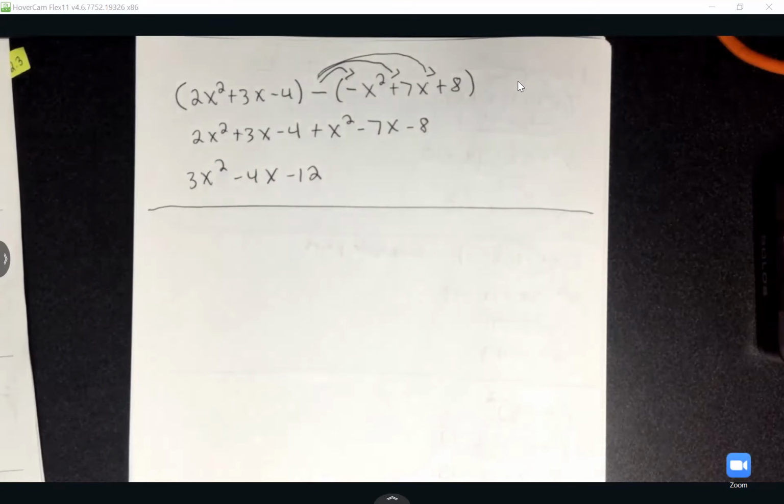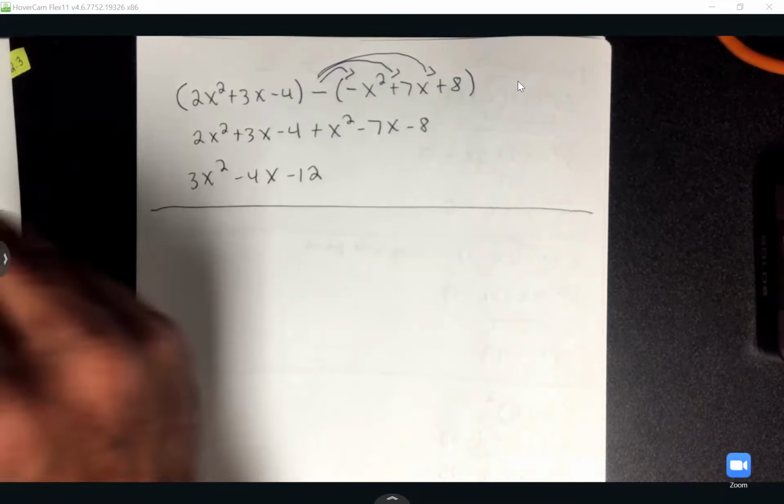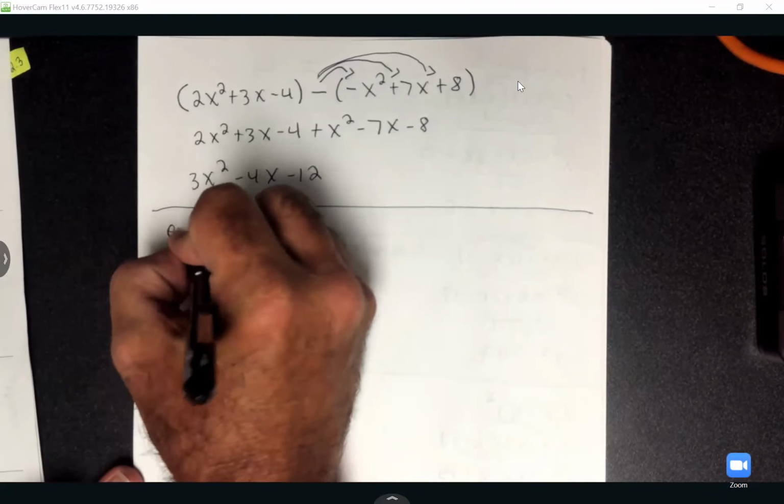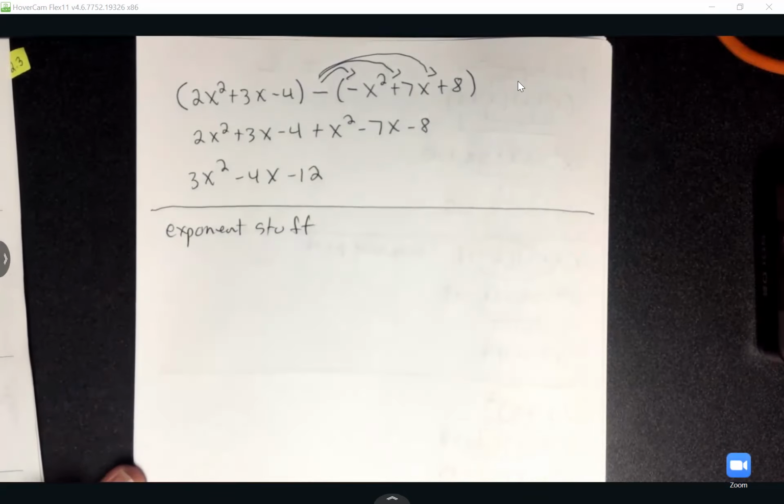Alrighty, so let me play with y'all for about 5 more minutes and then we'll be done. So let me go over some exponent rules. Now, we won't be using this right off the bat, but you will eventually. So exponent stuff.